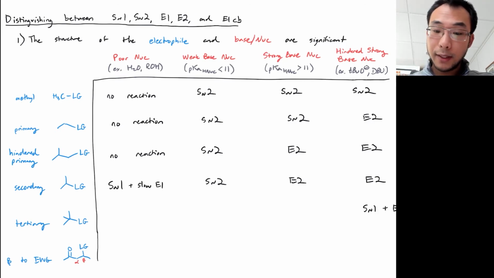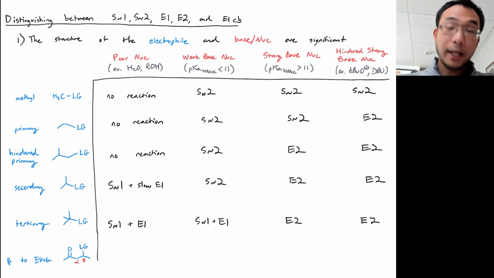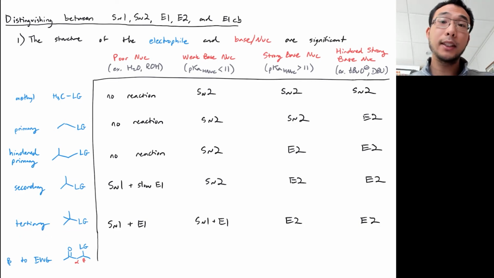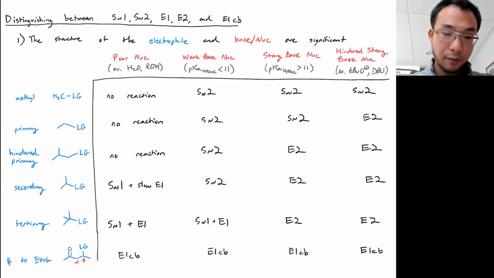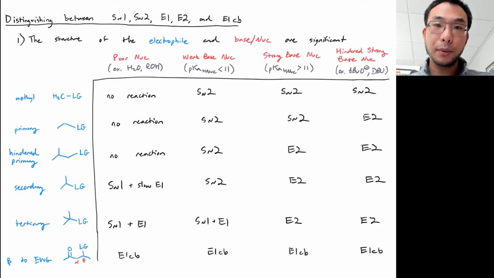As our leaving group gets even more sterically hindered, we make SN2 basically impossible. So for a tertiary leaving group, we do not see SN2 reactions happening essentially at all. What we will see, however, are either SN1 and E1 with weaker nucleophiles and bases, or an E2 reaction taking place when we have a stronger base. Finally, we expect to see an E1CB reaction if there is an electron withdrawing group that's beta to the leaving group.